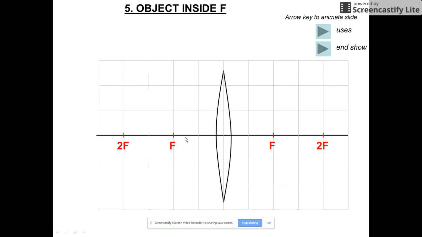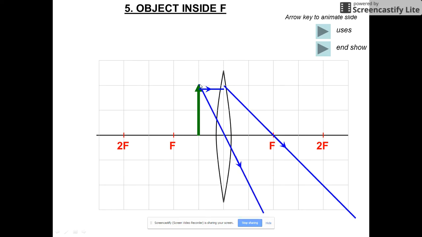If we move the object even closer, to within one focal length, we draw in the parallel ray to the axis that passes through F. We draw in the ray that goes through the center of the lens and doesn't change direction. We can see that these two rays are diverging from each other. So we have to do what we started doing with the concave lens. We're going to backtrace the rays with these dashed lines, and we're going to see where they cross over. Because we've had to do this, this is a clue we're going to get a virtual image.